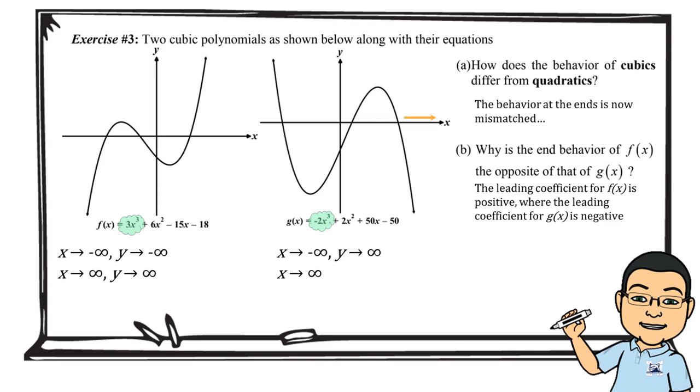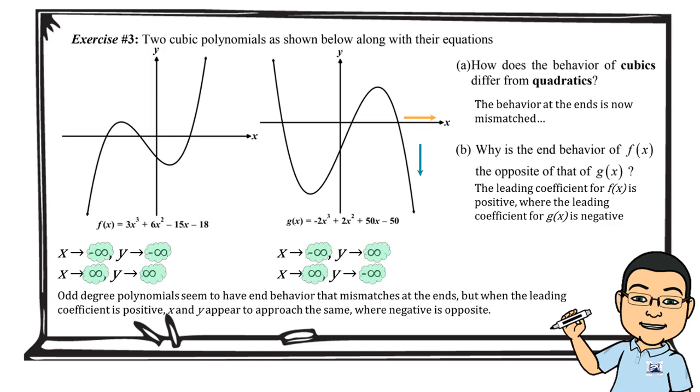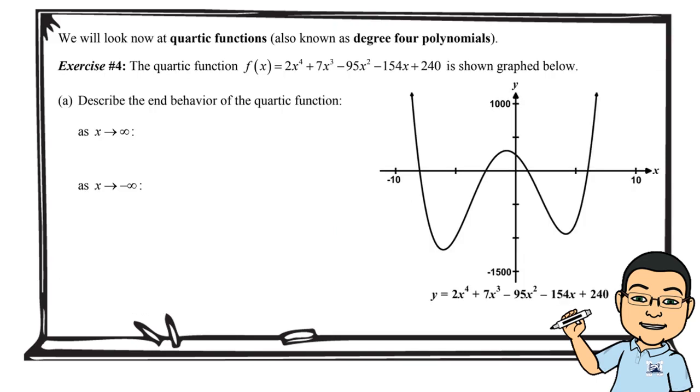And as x heads to infinity, y heads to negative infinity. So odd degree polynomials seem to have end behavior that mismatches at the ends. But if the leading coefficient is positive, x and y approach the same, where if the leading coefficient is negative, the opposite occurs. So let's look at a quartic function.